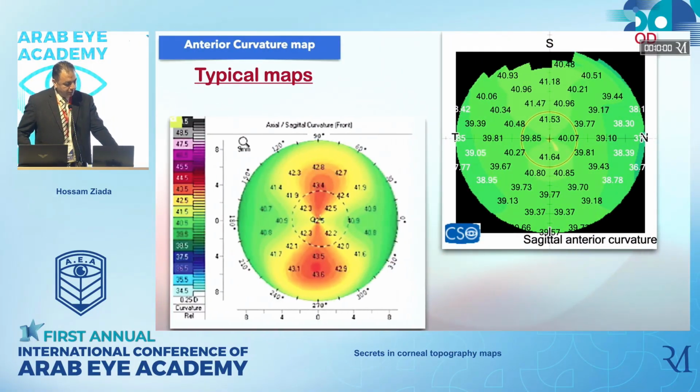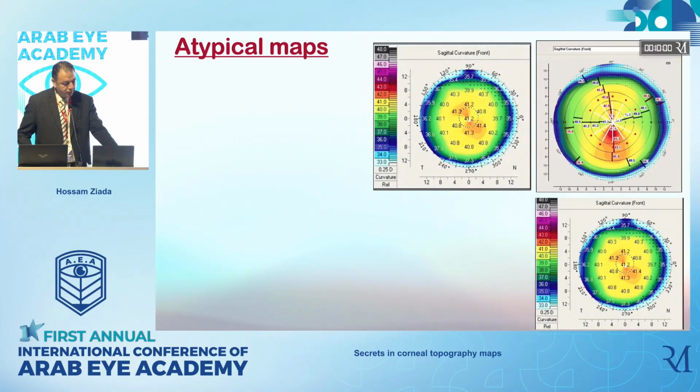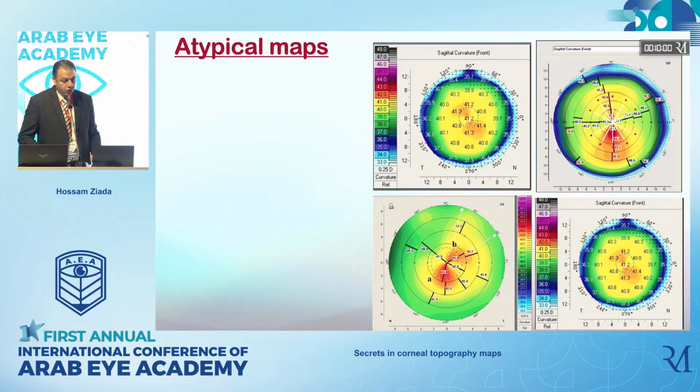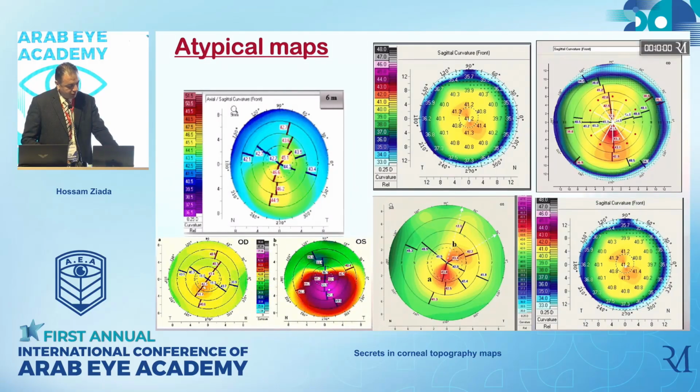These are examples of the typical maps, showing the symmetrical bow tie, as you see here in the sagittal maps. While the atypical maps may be shown in these examples, showing missed parts in the peripheral areas. As you see here, you'll find this image, or skewing in different parts, or inferior steepening with highly elevated points in the inferior part of the cornea.